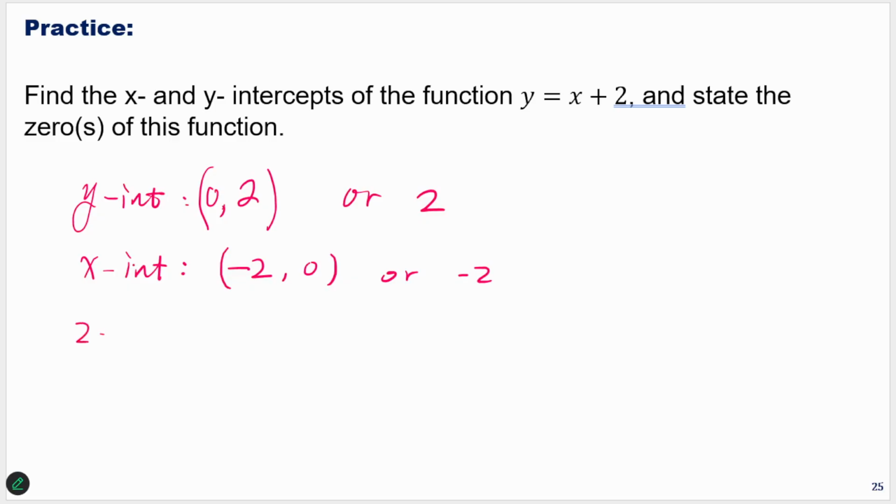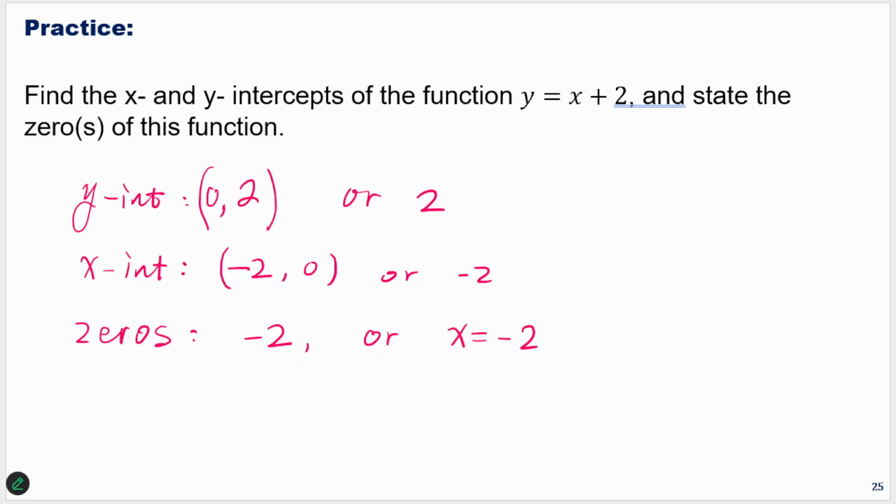Okay, how about zeros? Could you explain what that means again? Zero means what value of x can make this function be 0? Oh, negative 2, right? Or you could also say x equals negative 2.